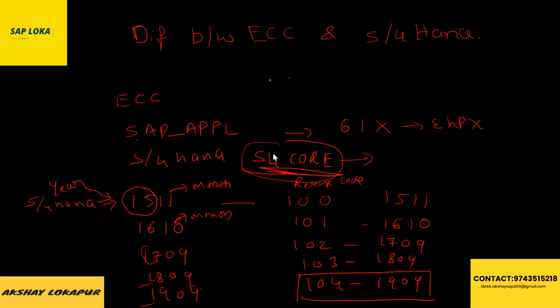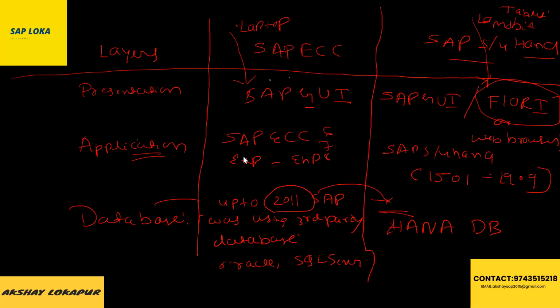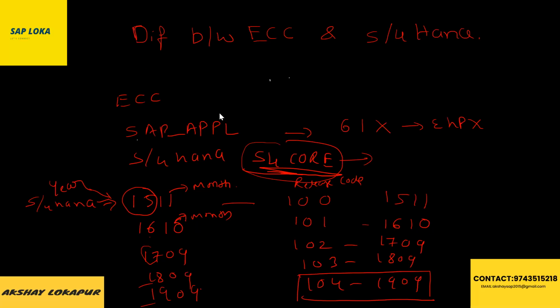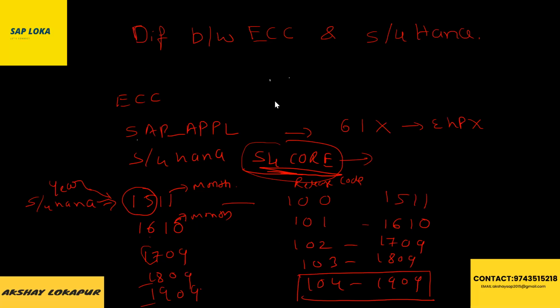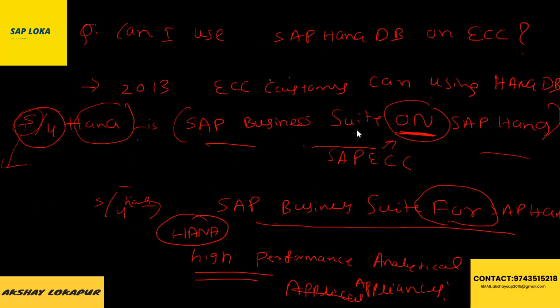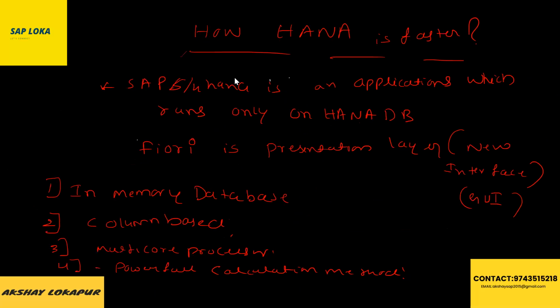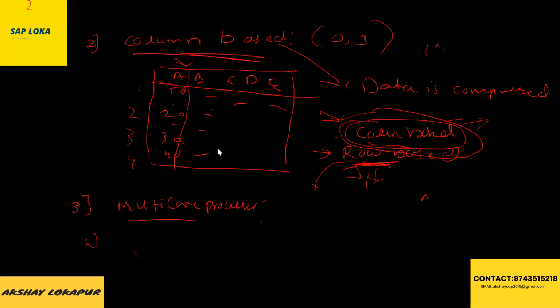Okay, last class we discussed the difference between ECC and S4HANA. I showed you how to identify ECC and S4HANA in the system, and how the presentation, application, and database layers work in ECC and S4HANA. We also studied in detail how the HANA database works and why it is faster.